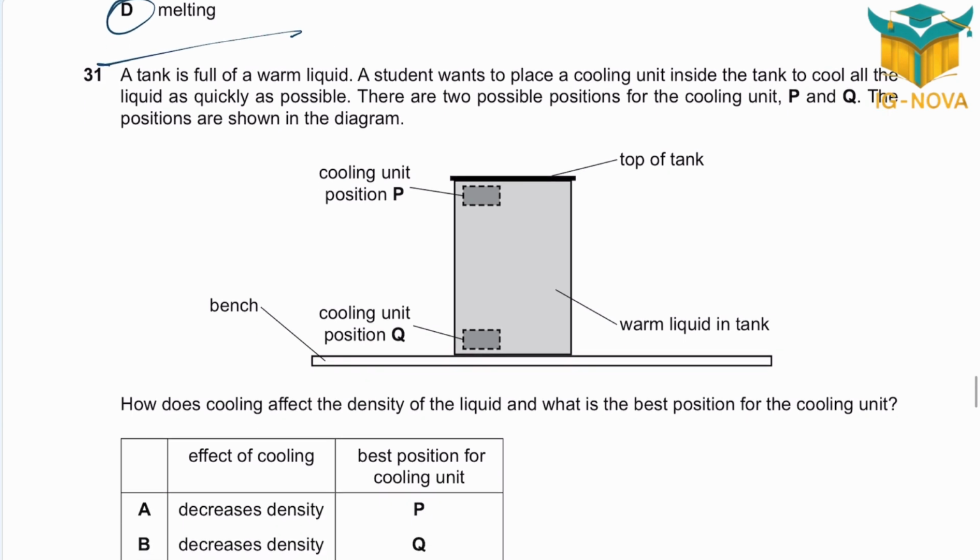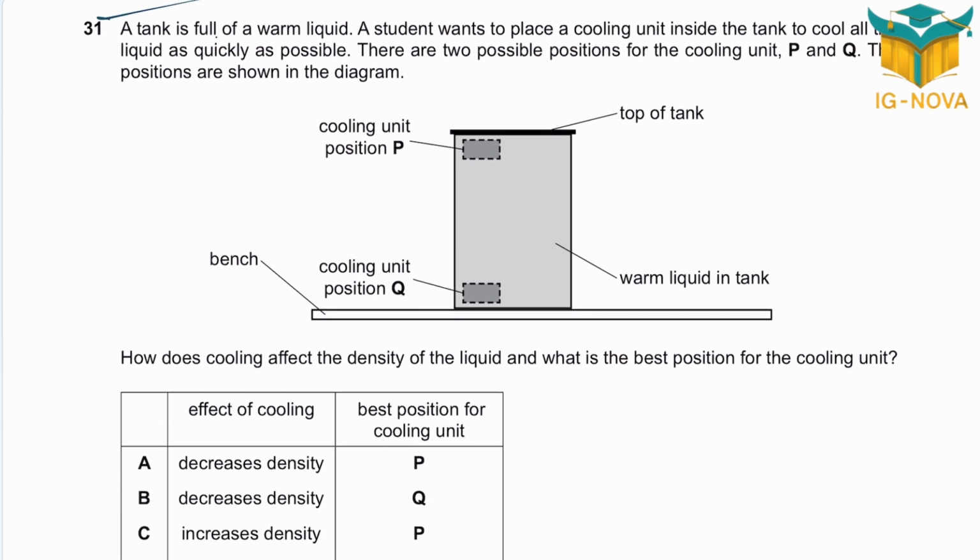Question 31. A tank is full of warm liquid. A student wants to place a cooling unit inside the tank to cool all the liquid as quickly as possible. There are two possible positions for the cooling unit, P and Q. I'll show you the diagram. How does the cooling affect the density? Does cooling make it denser or less dense? It increases density. So it's C or D.